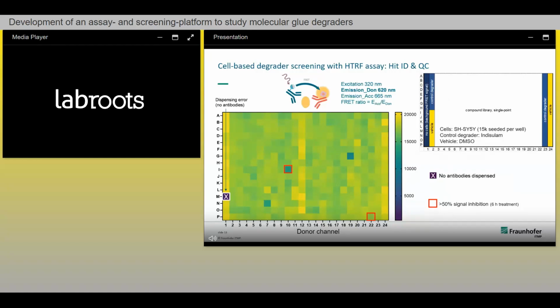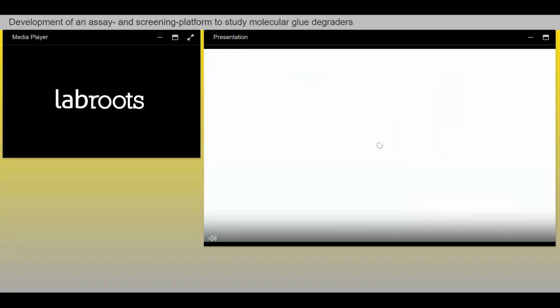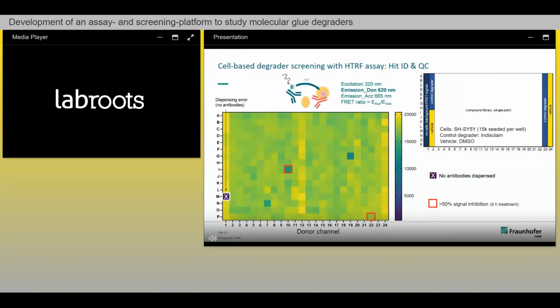And you have seen, if I can go one slide back, you see this X in the first column where we really only measure the background of the technology. We could easily X this out because in the donut channel we see that there was no antibody dispense, so really just a dispensing error, really just a QC, and we take out that well.